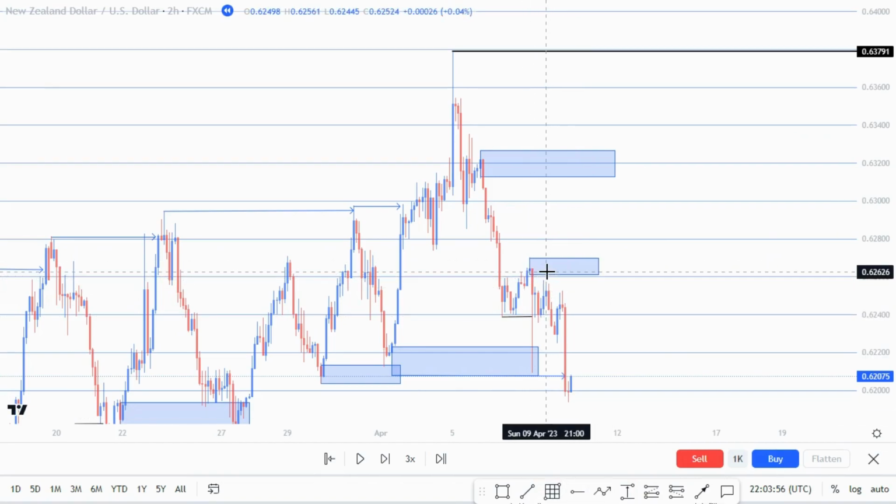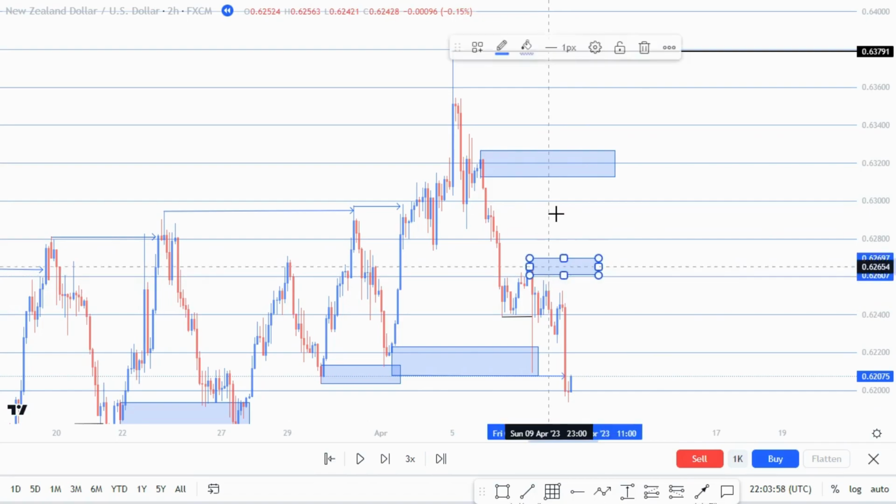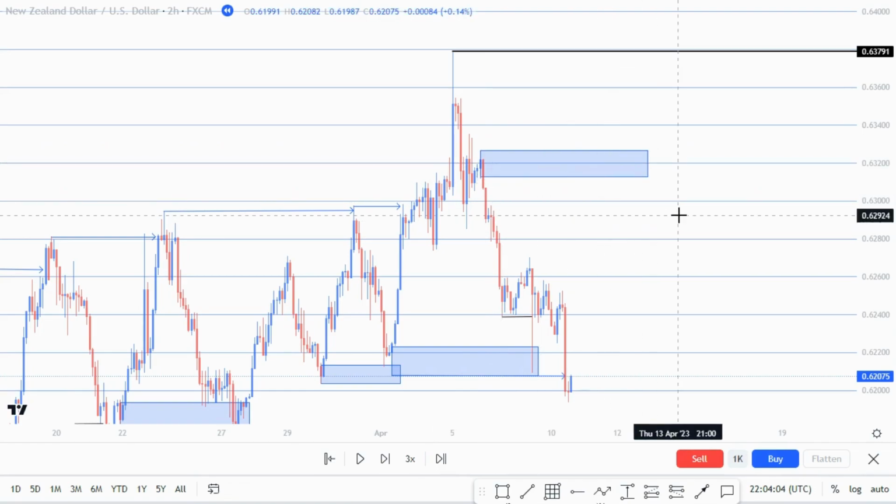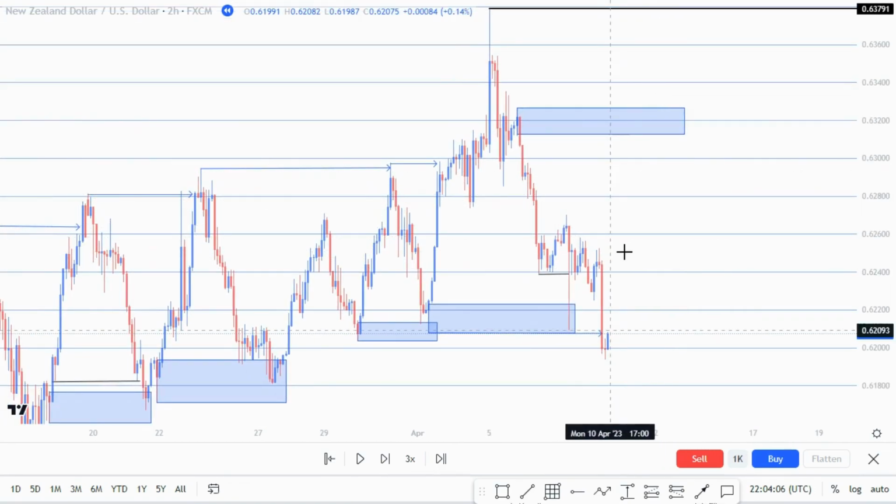So let me just delete that. And as you guys can see, this supply zone has a very nice imbalance right there. So we should definitely have this as a point of interest. Then again, we will be waiting for another change of character to get our entry at this point of interest.